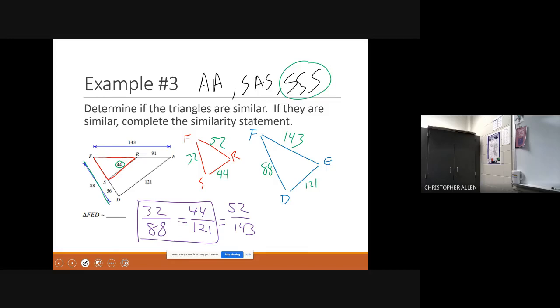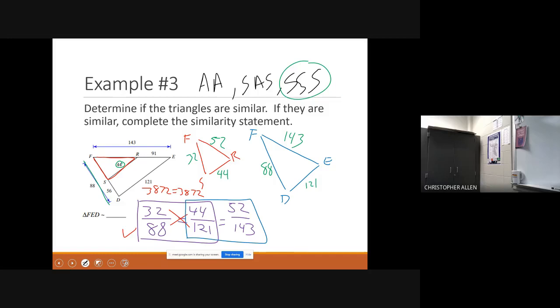Okay, so I just took 32 times 121, and then I took 44 times 88, so I'm cross multiplying here. I'm going, this times this and that times that. And I got 3872 equals, does 3872 equal 3872? So that's good. Now, I'm going to do the last two guys.